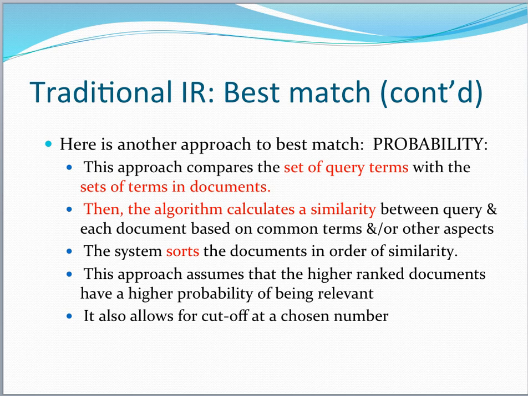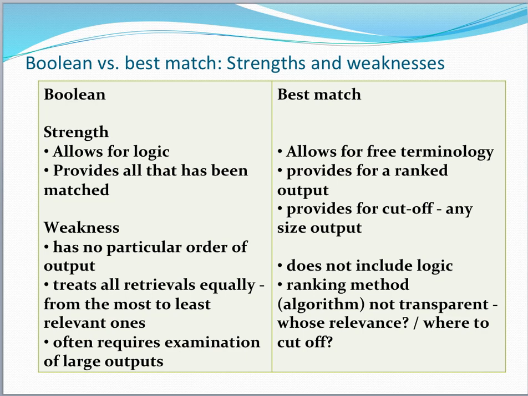So here we have two strategies. Then again, this is done by the system. You have no control over it. Here we have some considerations in terms of Boolean strengths and weaknesses, and best match. Boolean strength: it allows for logic and provides all that has been matched. That's very good. Weakness: it has no particular order of output.